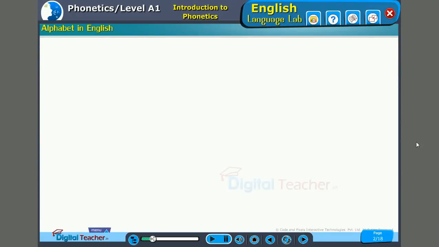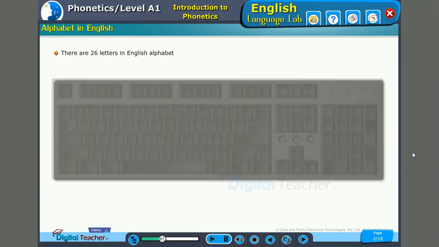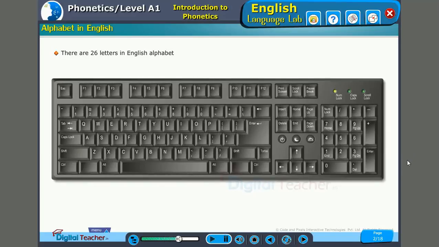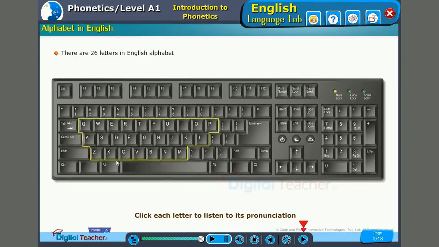Alphabet in English. There are 26 letters in the English alphabet. Click each letter to listen to its pronunciation. Here we can click on each letter to listen to its particular pronunciation. Q, E, G, I, K, U. Like this we can listen to the letters by clicking on the button.